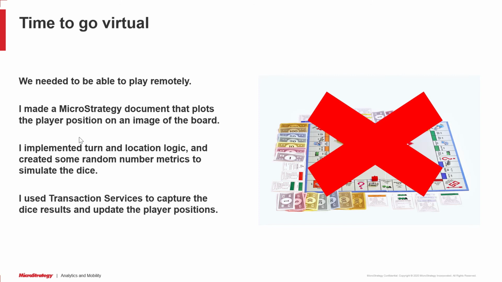So it's time to go virtual. We needed to be able to play remotely. So I made a MicroStrategy document that plots the player position on an image on the board. I implemented turn and location logic and created some random number metrics to simulate the dice. I used transaction services to capture the dice results and update the player positions.